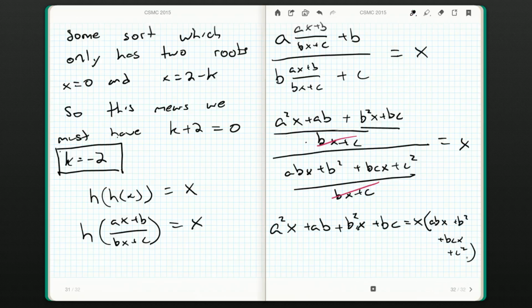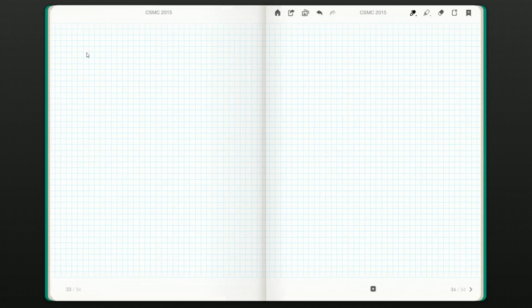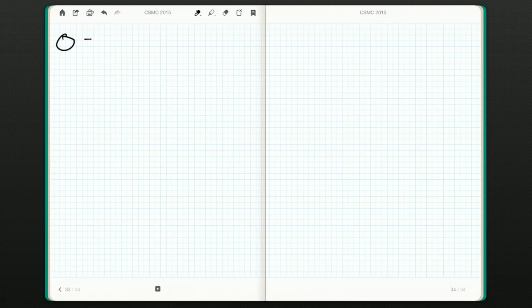Alright, so we'll have a quadratic on the right-hand side, a linear thing on the left-hand side. We'll bring it all over to the one side. So what do we get for our x squared? So we're going to get 0, abx squared, so it's ab plus bc x squared.